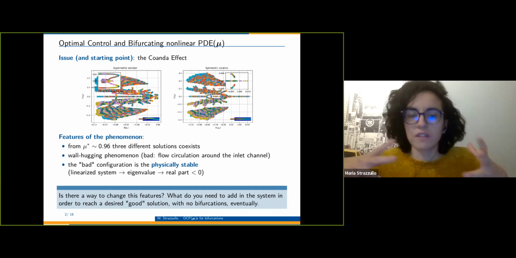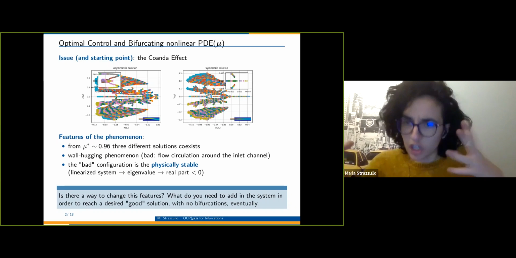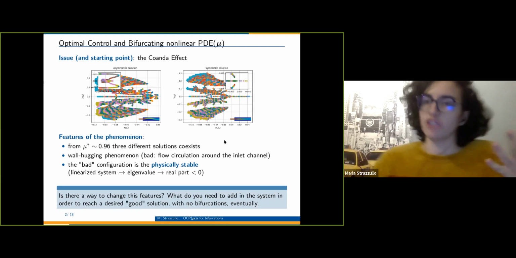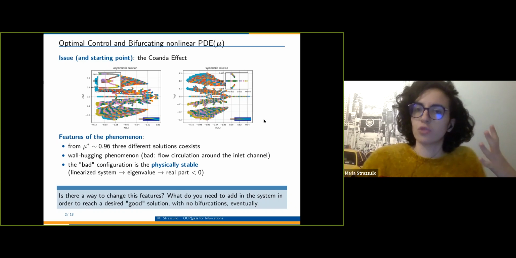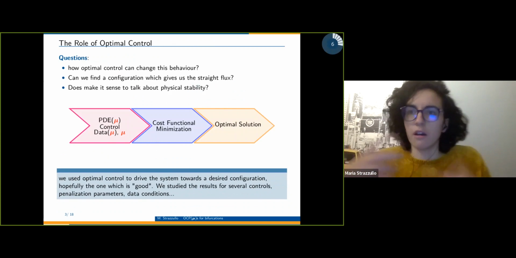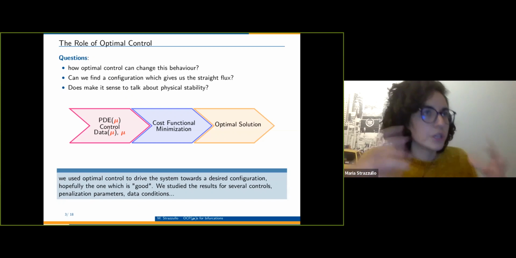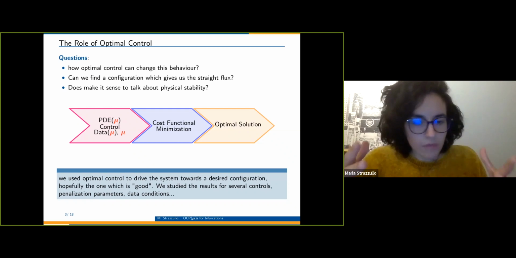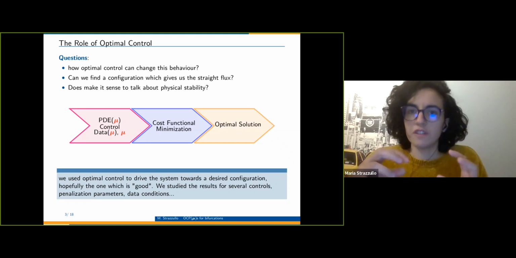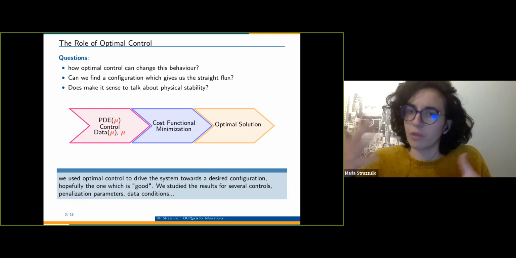Now, the question is, can I change this feature somehow and change the system in order to not have bifurcations eventually and only have the straight solution here? And this is where optimal control can be used. We thought that maybe it could be a way to change the system and to reach a stable behavior that is different from the Wall-Hugging one.